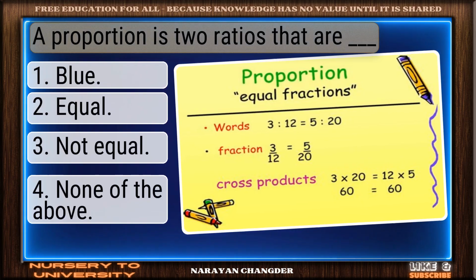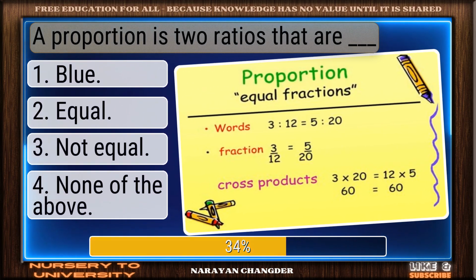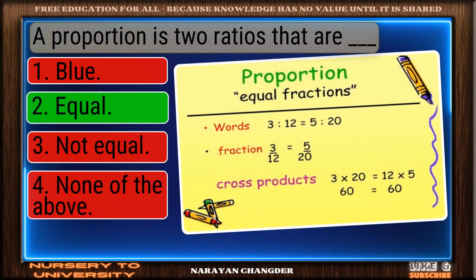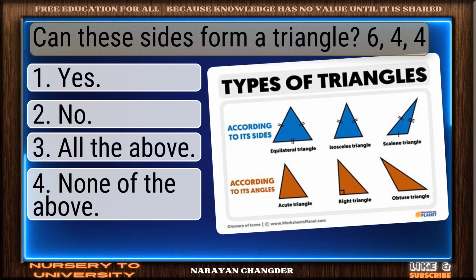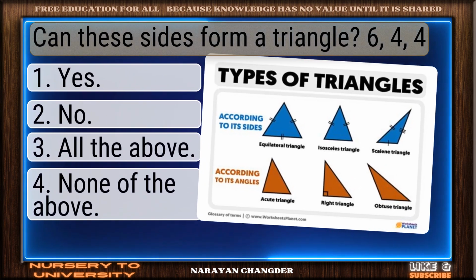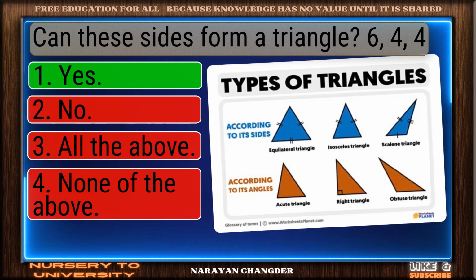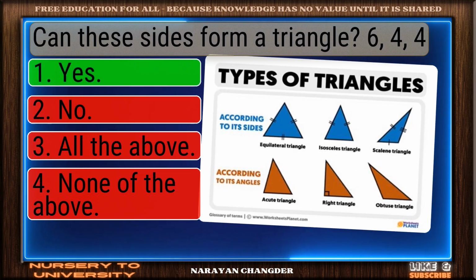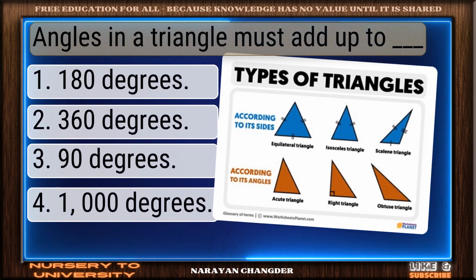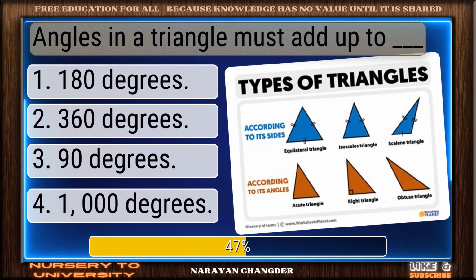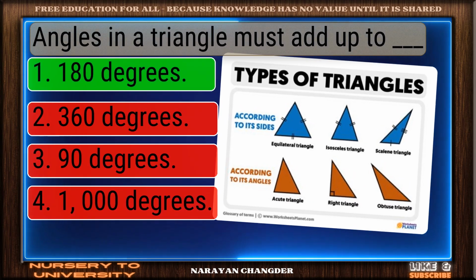Question number 208. A proportion is two ratios that are dash. Great job. Equal is the accurate answer. Question number 209. Can these sides form a triangle? 6, 4, 4. You got it. Your choice, yes, is right. Question number 210. Angles in a triangle must add up to dash. You chose 180 degrees, and it is correct.